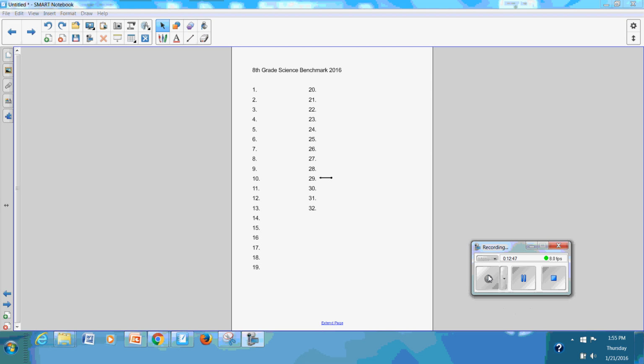Number 29. Which 2 continents did Alfred Wegener think looked like they fit together like puzzle pieces? Was it A, North America and South America? B, South America and Africa? C, North America and Europe? Or D, Europe and Africa?